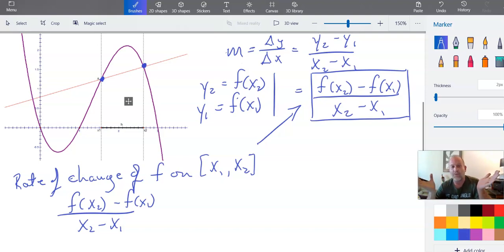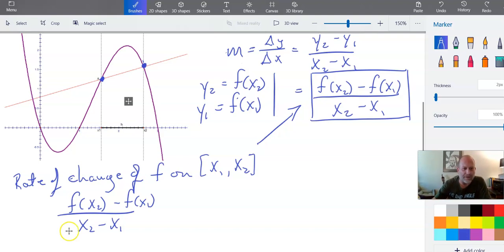Now, this works over an interval, but we actually have to do this a little bit differently if we want to find out what the rate of change is at a particular point, right? What the slope of that tangent line actually is. That's when we take this point and slide it over to this one, so to speak. Or rather, it's kind of like taking x2 and sliding it towards x1.